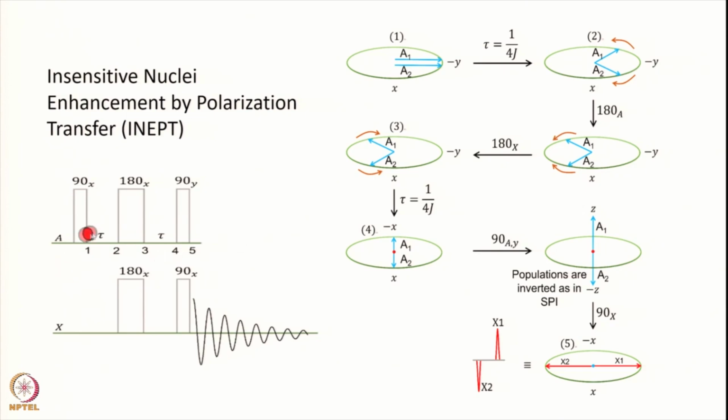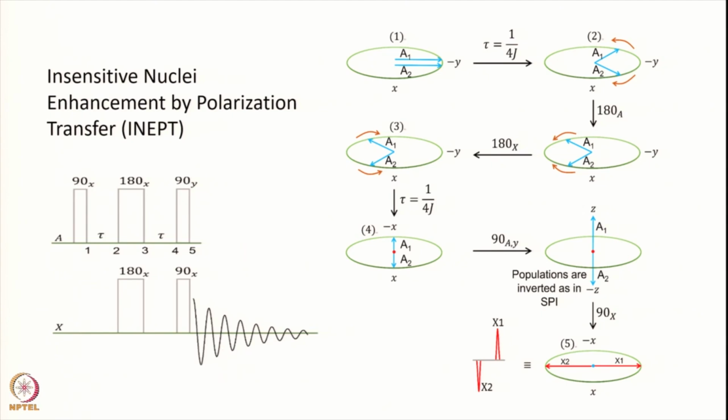Okay. So how does this work? Basically if you recall the spin echo experiment, we had this spin echo, this is 90, tau, 180, tau, this is the spin echo sequence. At the end of this 2 tau we have the echo appearing. Okay. And then you apply the 90-degree pulse on both the channels, the A channel and the X channel, to transfer magnetization from the A spin to the X spin. How does that work? Let us see here.